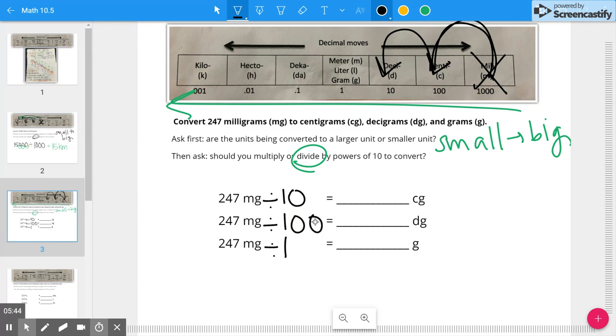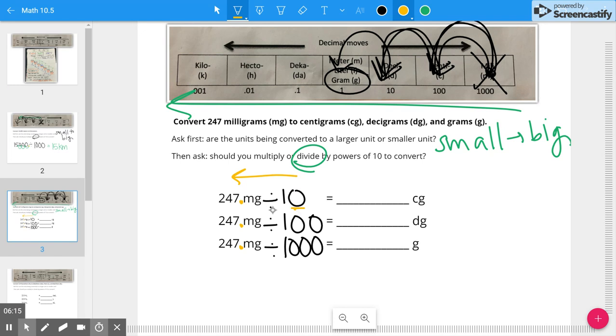1, 2. 247 milligrams to grams. Starting here, moving once, moving twice, moving 3 times to grams. So 1, 2, 3. Now I can go in and I can move my decimal point to figure out my answer. In whole numbers, remember your decimal point is invisible. You cannot see it. So since I'm dividing, I'm going to move my decimal point to the left, the same direction I was moving in on my conversion chart.